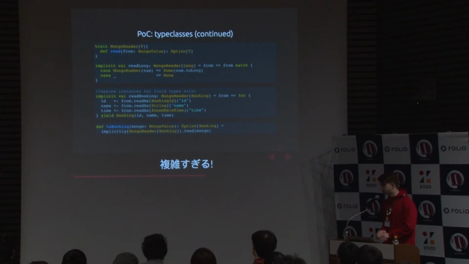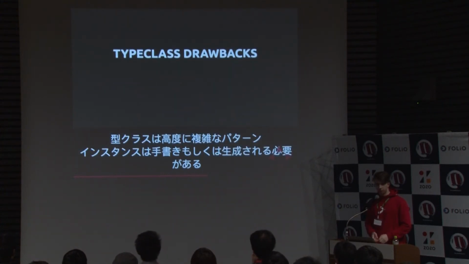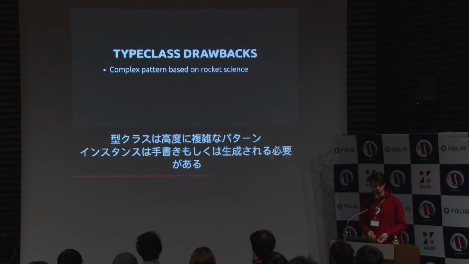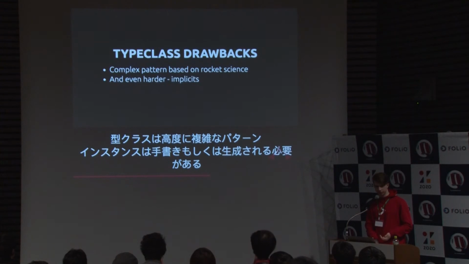So is this simple enough? No, it's not. It's too complicated. So here are some drawbacks of this type class based solution. It's a complex pattern based on rocket science. To understand type classes, you need to have a PhD or worse. And you need to understand something even harder, implicits.